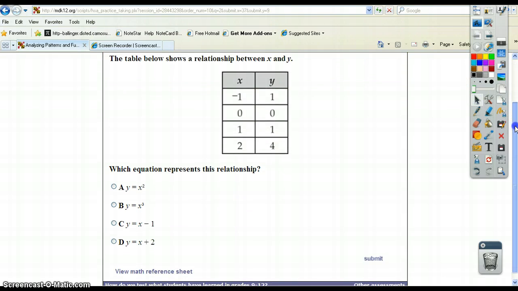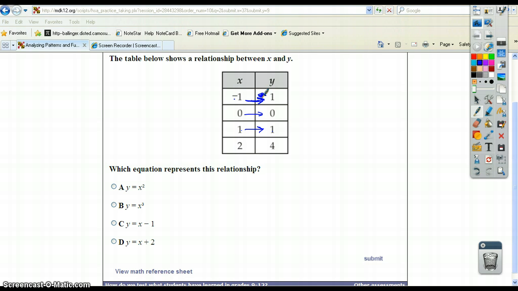So the relationship between x and y. All right, so it's the relationship between x and y. That's key. So we're looking across. What do you do to -1 to get +1? What do you do to 0 to get 0? It's got to be the same rule every time. Well, I know it's not adding 0 because 0 plus 0 is 0, 1 plus 0 is 1. But -1 plus 0 would be a -1, and that's not the case here.